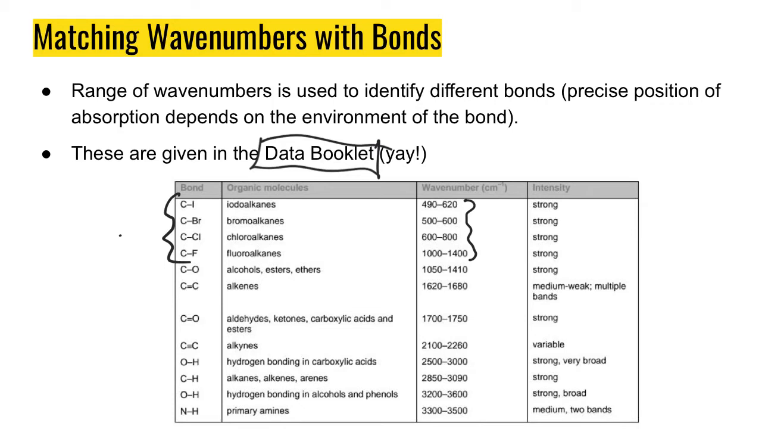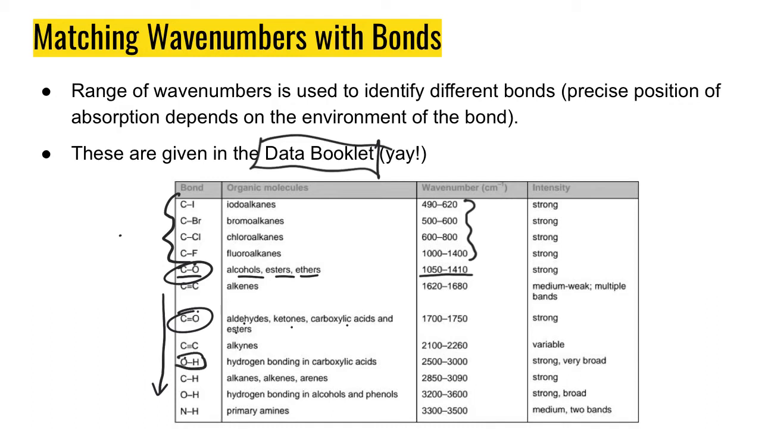Then you've got things like CO bonds that are part of alcohols, esters, and ethers that are happening in the 1050 to 1410 range, and so on. So take a look through all of these. The ones we use the most are this CO bond. We use this C double bond O, which is for aldehydes, ketones, carboxylic acids, and esters.